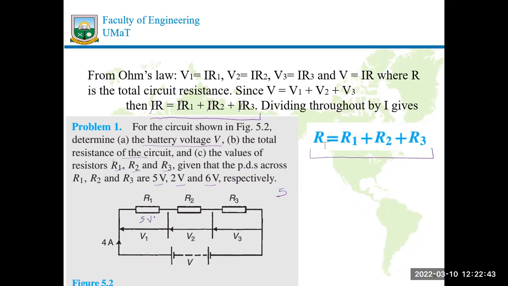If I have a voltmeter across R1, that is 2 volts. If I have a voltmeter across R2, that is 6 volts. From what we studied, this equation comes into play. To find this V, it's just a matter of having the 5 plus your 2 plus your 6, and that will give you your 13. So V is equal to 13 volts.